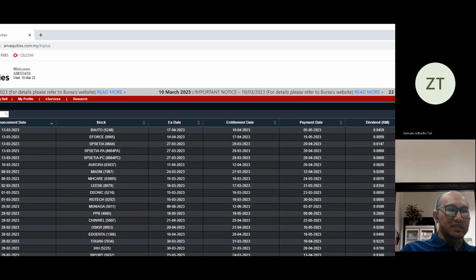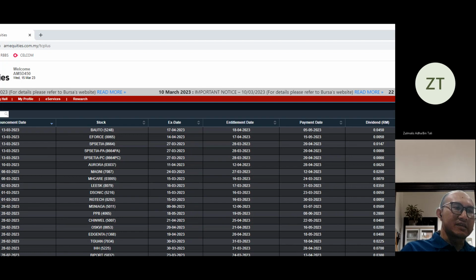So on the 17th X date for BJ Auto, just to emphasize here that if you buy any stocks on X date, you are not entitled to any dividend. So you need to buy 1 day before the X date. So if it's 17, then it's 16th of April. Then you will be entitled to the dividend. You need to look at the X date, all right?